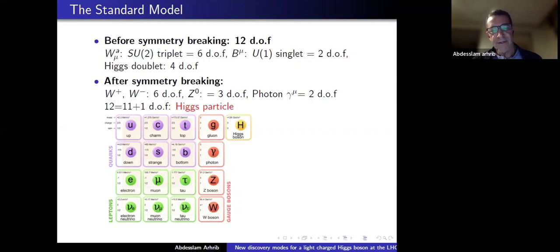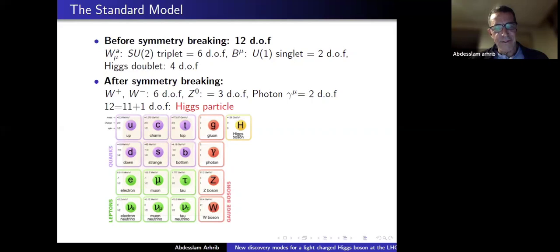And the Z has 3 degrees of freedom, but the photon, as we know, remains massless, so it has only 2 degrees of freedom. So if you do the counting, you have 6 plus 3, which is 9, plus 2 is 11. So there is 1 degree of freedom missing, which is the Higgs particle. So it should show up somewhere.